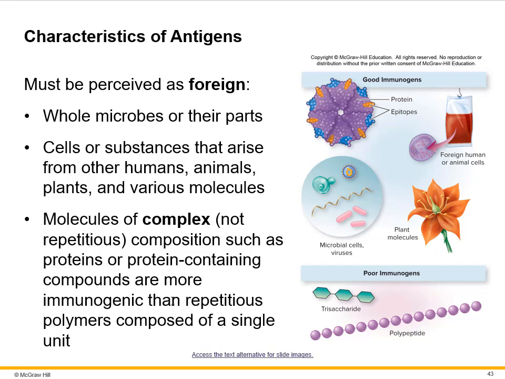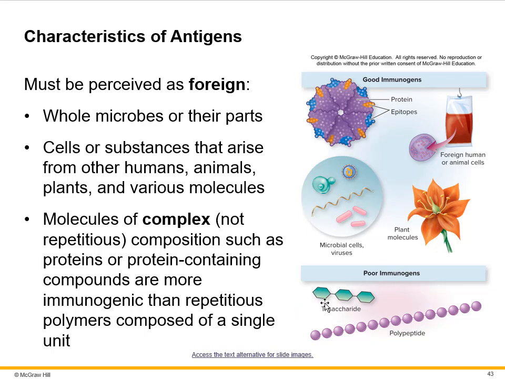So if you look here, you can see different things that are good immunogens. Proteins. Epitopes are the sequences or pieces of that protein that are specifically what the lymphocytes bind to, what the receptors bind to. They can be from another human, like you could have A-type blood and you get B-type blood, and that can create an immune response. So it could be foreign to you. It's not from your own body, but it could be from another human. Microbes are obviously something, microbial cells or viruses, and then plant molecules.